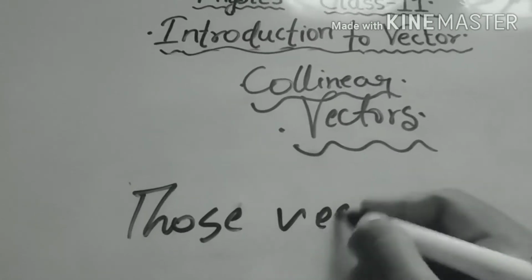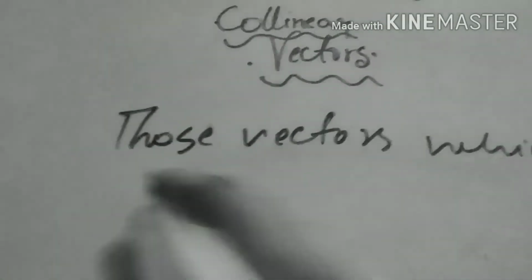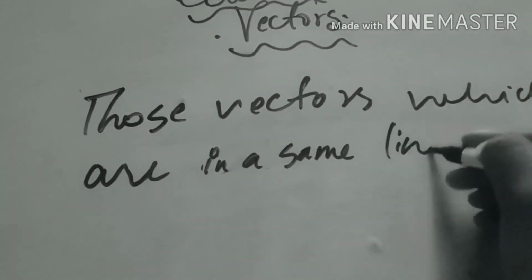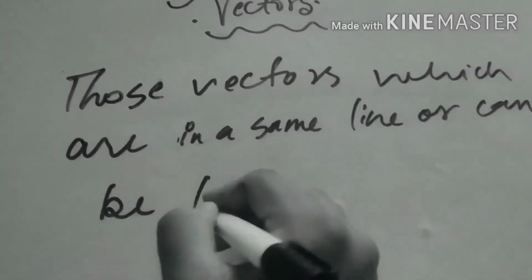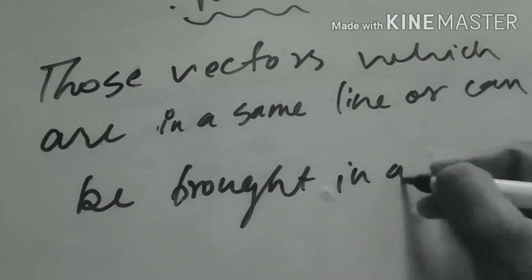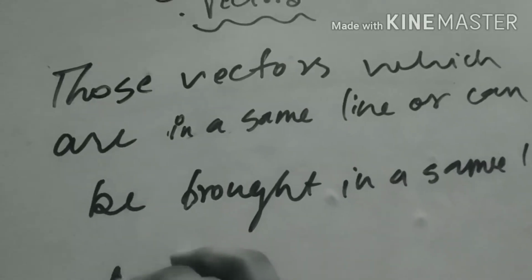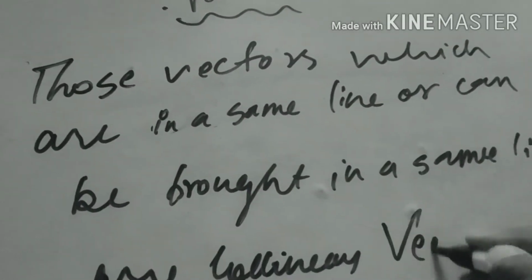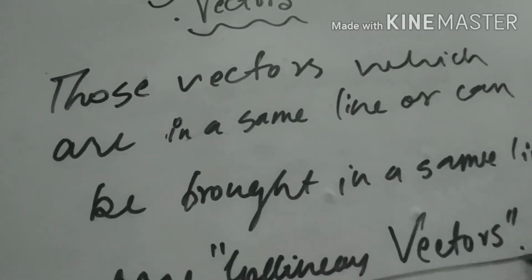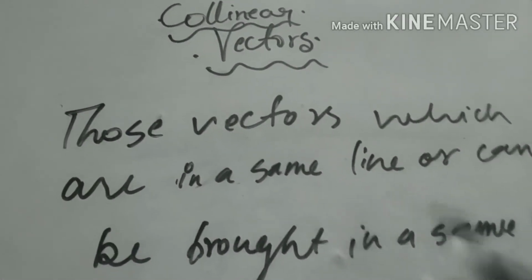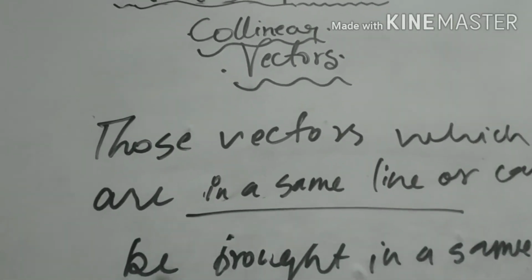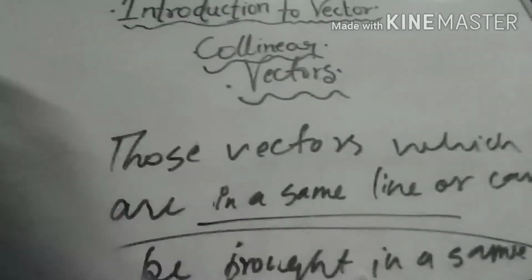So we can derive a definition: those vectors which are in the same line or can be brought in the same line are collinear vectors. Okay, so what do we mean by this? This line is clear, that those vectors which are in the same line, but what does it mean that they can be brought in the same line? So we'll be seeing with a small illustration.